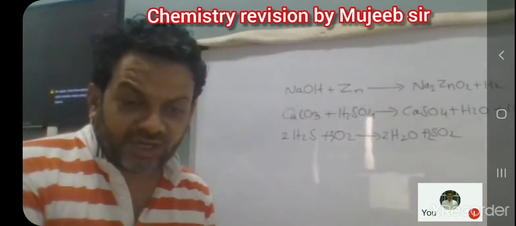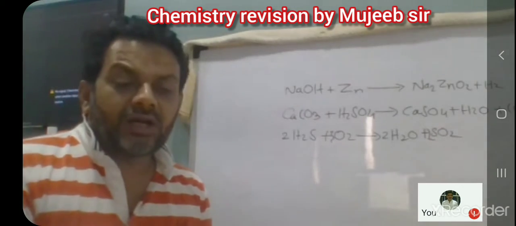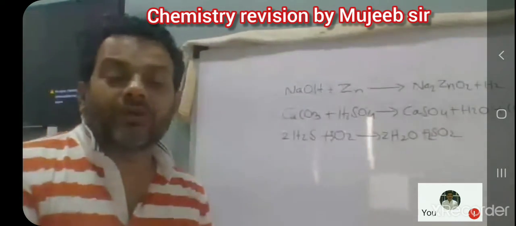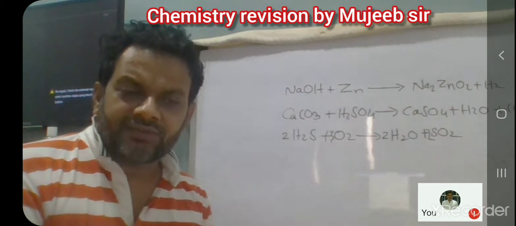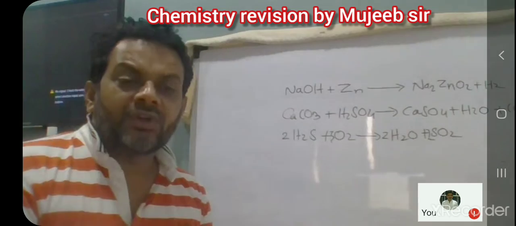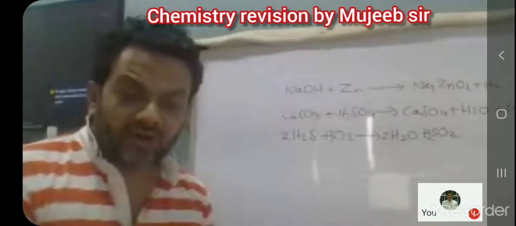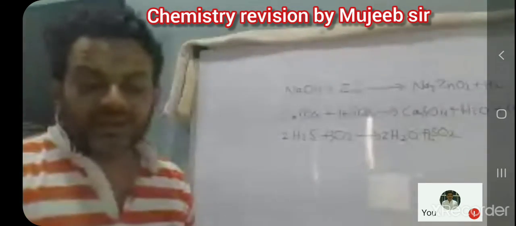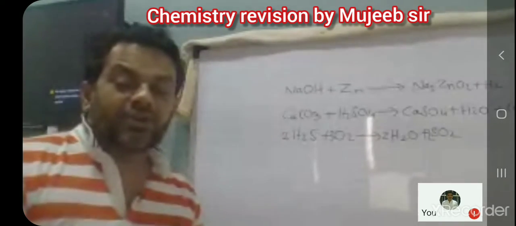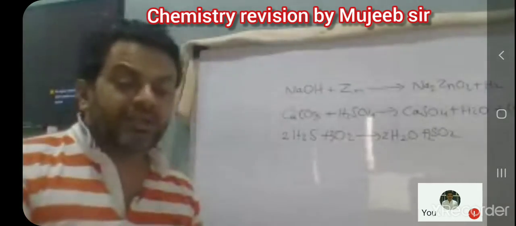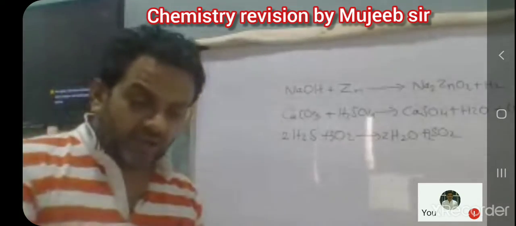Then define the term oxidation and reduction. You need to write all the definitions. Oxidation is the addition of oxygen or removal of hydrogen, or addition of non-metal and removal of metal, or loss of electron, or increase in oxidation number. The chemical reaction which involves addition of hydrogen, removal of oxygen, addition of metal, removal of non-metal, gain of electron or decrease in oxidation number is called a reduction reaction.